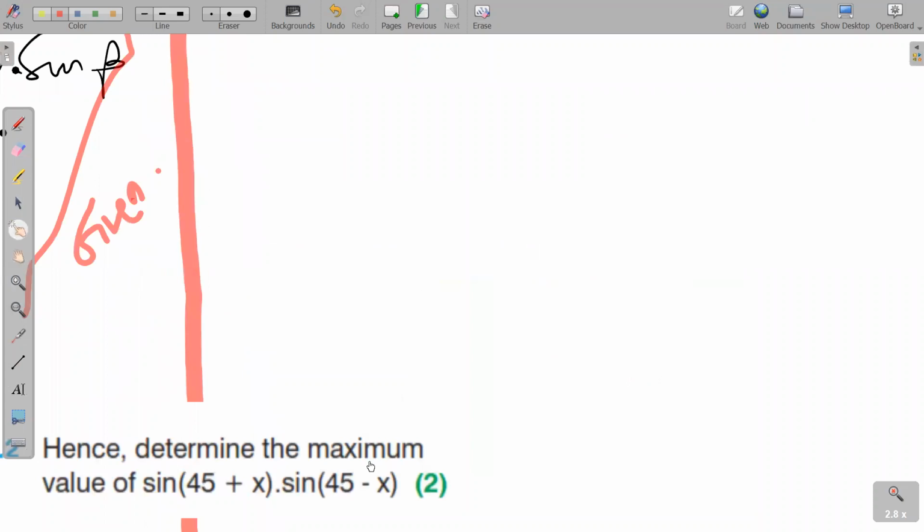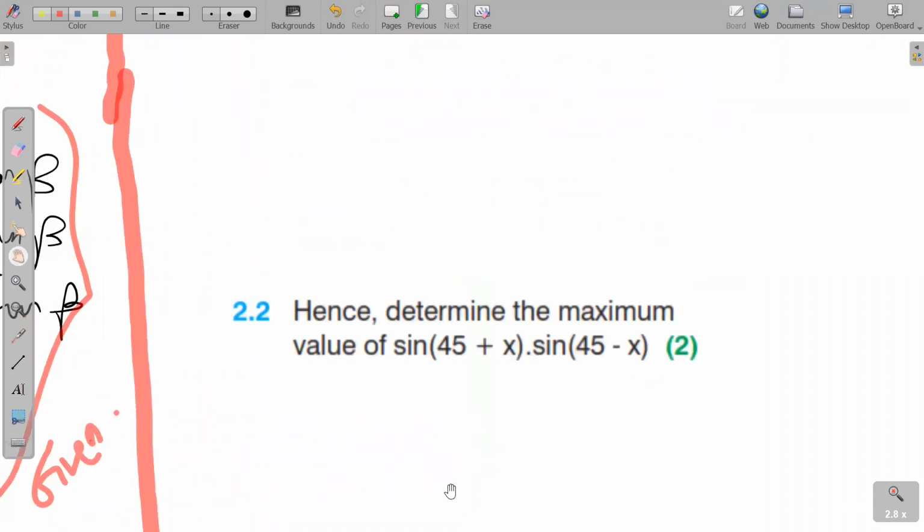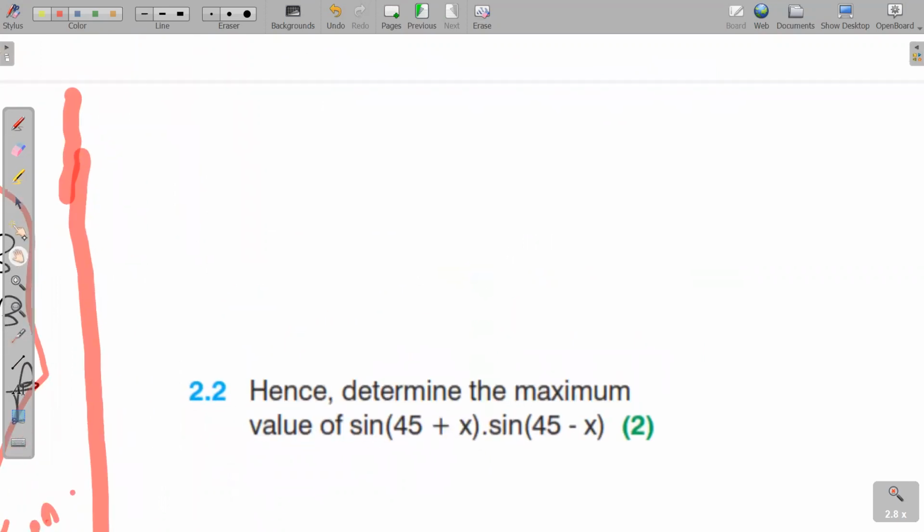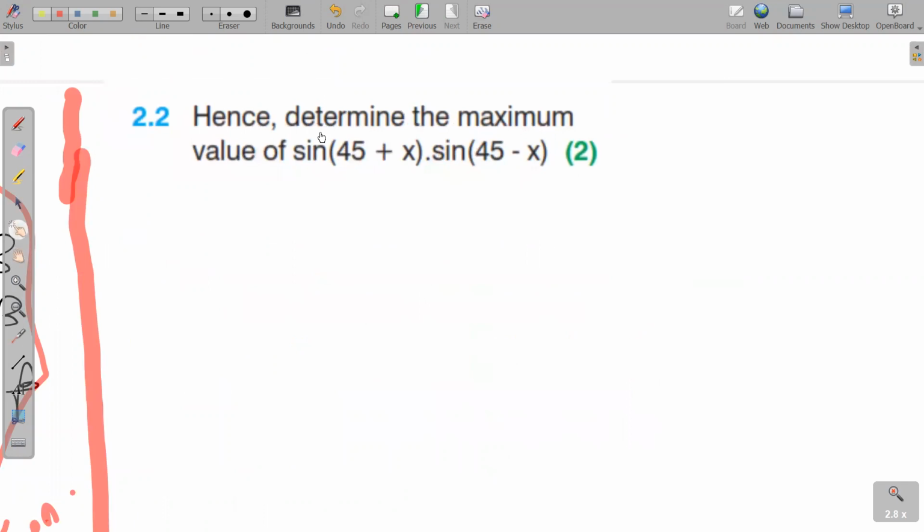But this is easy if you understand the logic of these questions. If you see 'hence', 100% use 2.1, 100%. Sometimes it says 'hence or otherwise'. Hence, use 2.1. Otherwise, you can use your own method. But I strongly advise you always use the previous questions or previous solutions. Here, use this one. What is the previous question?